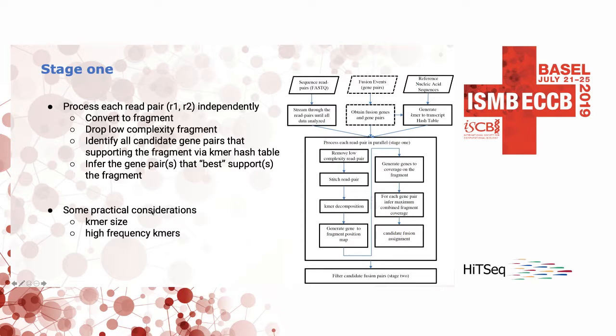So there are some practical considerations. One consideration is what size of k-mer you are choosing. The other consideration is, if the k-mer is highly frequent, then what do you do with it? Empirically, we have done some study showing that k-mers ranging from 17-mer to 19-mer are sufficient. And for highly frequent k-mers, those with greater than or equal to 5 occurrences in the genes, we can safely drop them.